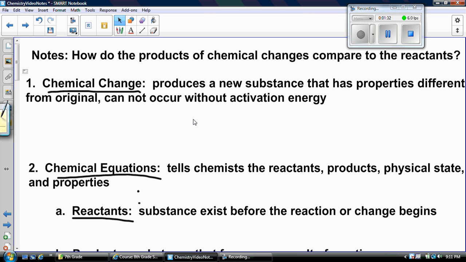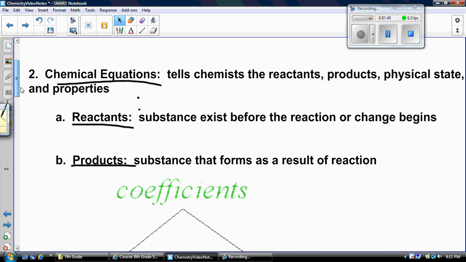Okay, so remember, a chemical change produces a new substance that has properties different from the original. It cannot occur without some sort of energy, and we call that activation energy. So when we look at chemical changes, we also call them chemical reactions. We have to put them in equations. Chemical equations tell the chemist the reactants, products, physical state, and properties of the matter that's reacting.